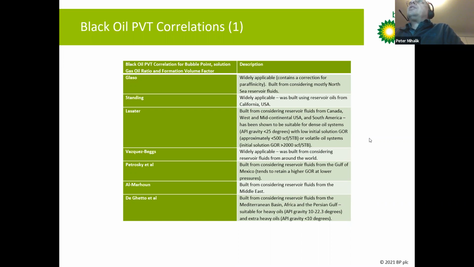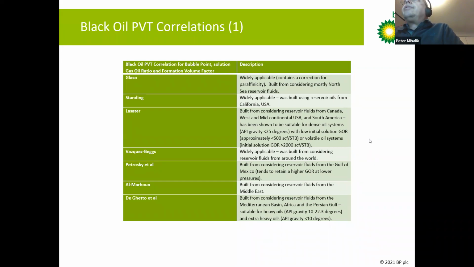It's quite an interesting correlation because it's been shown to be quite suitable for the heavier oils with API gravities of less than 25 degrees with low initial solution GOR. Or on the other end of the scale, it's also quite good for volatile oil systems where your initial solution GOR is more than 2,000 standard cubic feet per stock tank barrel. Not very good for the oils in between. So this is a good quality oil with not a very high GOR. So I'm already thinking this is not a Lasater fluid.